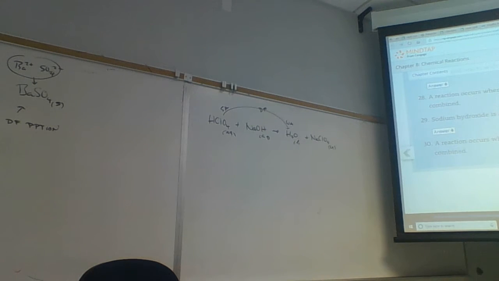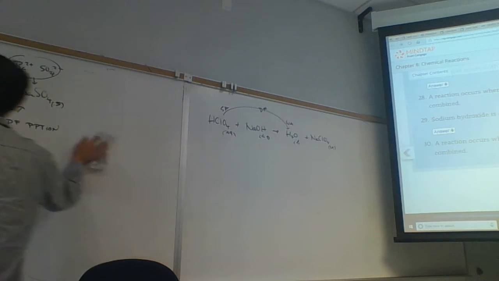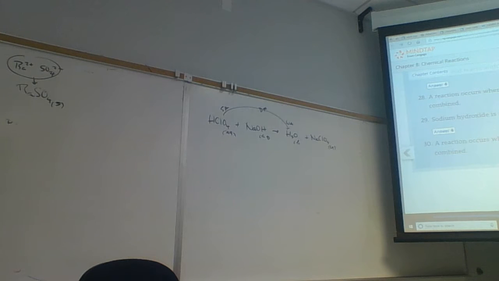Sodium hydroxide is added to phosphoric acid. Let's try that one today. So sodium hydroxide is added to phosphoric acid. Sodium hydroxide, we saw that before, NaOH. What's phosphoric acid? H2PO4? Is that what? No, it's going to be H3PO4. Phosphate is 3 minus. We're going to need 3 H's to balance it out.